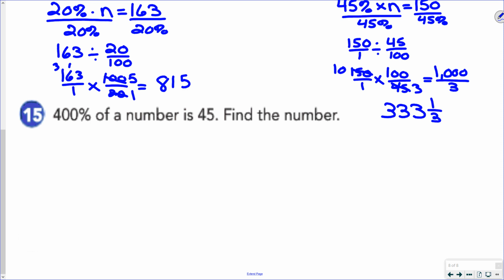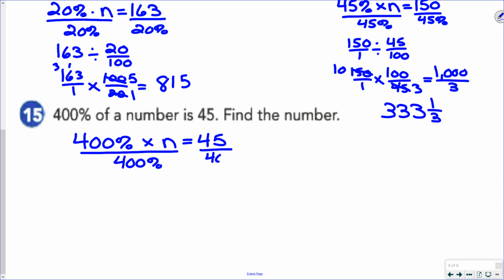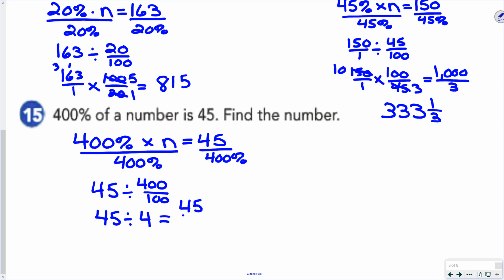And finally, number 15 here, 400% of a number is 45. Divide both sides by 400%. That would be 45 divided by 400 over 100, which is 4. So 45 divided by 4 would be 45 over 4, which is 11 and 1/4.